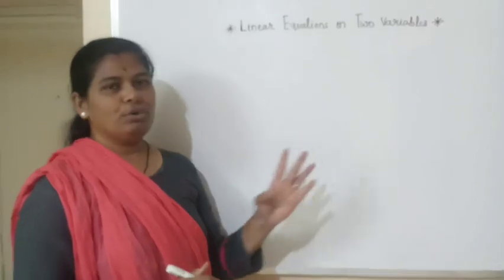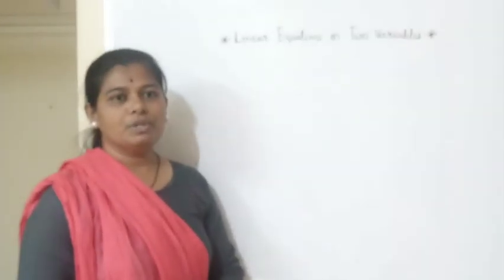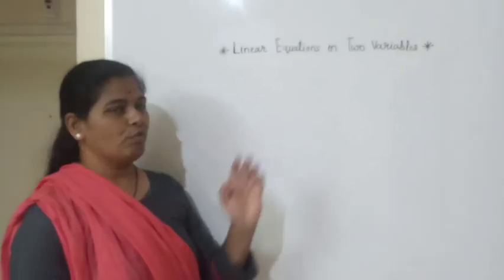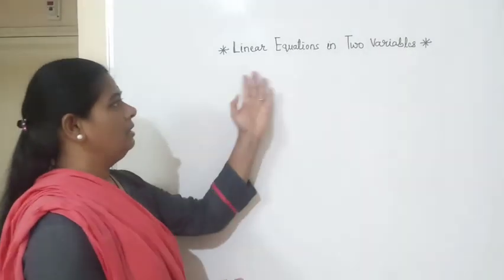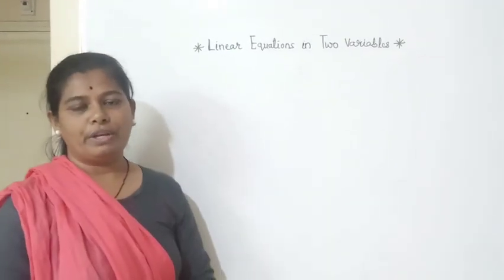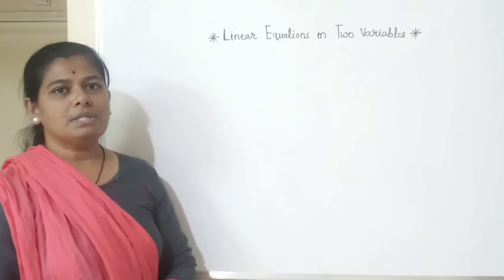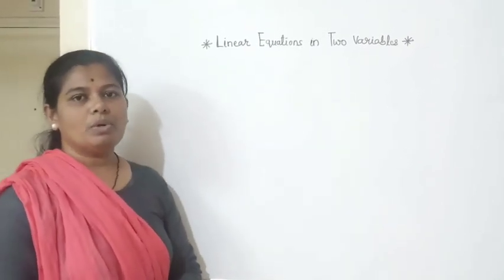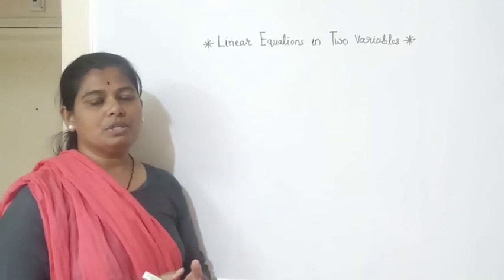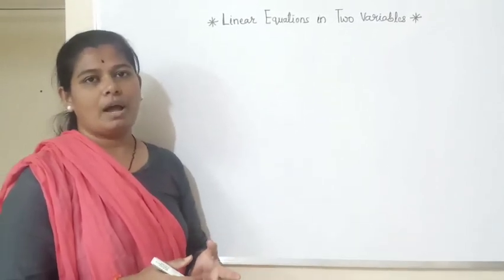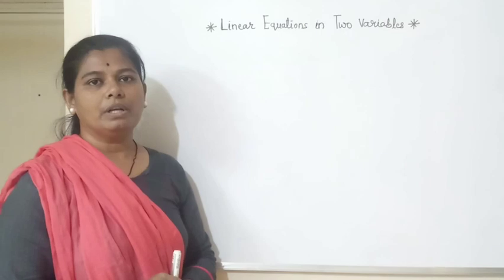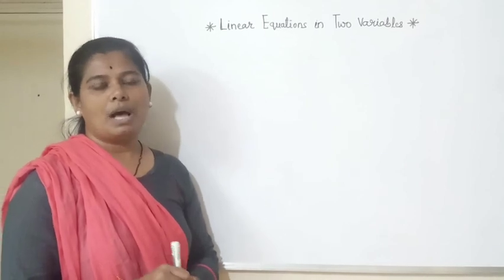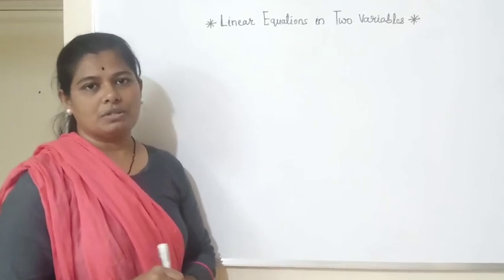Friends, today we are going to study the first chapter, the first topic of Maths 1, that is linear equations in two variables. First of all, we'll study what is meant by linear equations. Linear equations means the equations which have two variables with degree 1. Those equations are called linear equations.